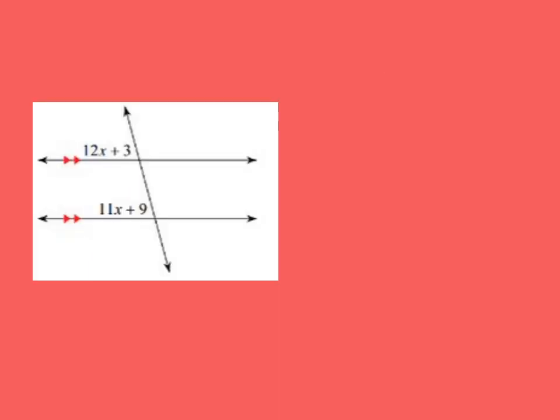Third example. Again, we're going to ask ourselves, what position are these in? So 12x plus 3 is right here, and the 11x plus 9 is right here. If you look at these positions, they are corresponding. And what do you know about corresponding? You know that corresponding are congruent. We learned that from the last video. So again, you've answered your question. Set them equal to each other. 12x plus 3 equals 11x plus 9.